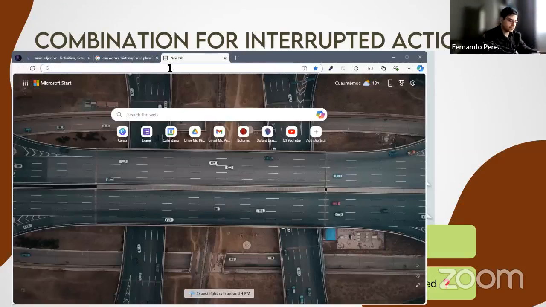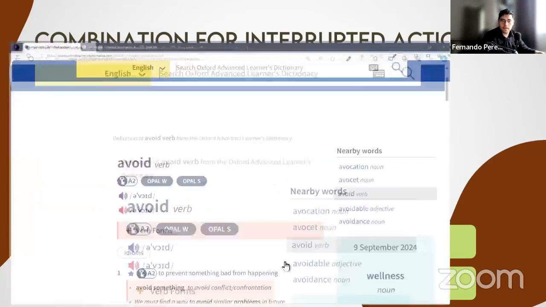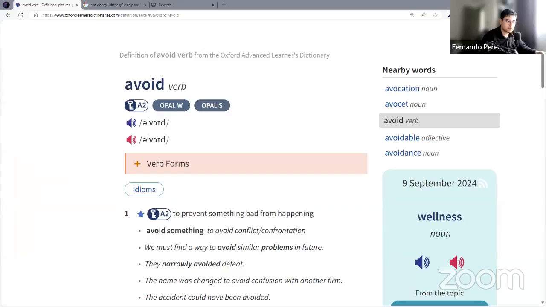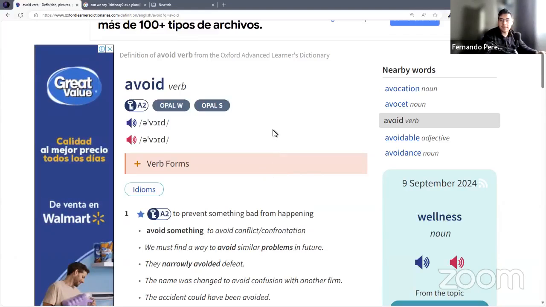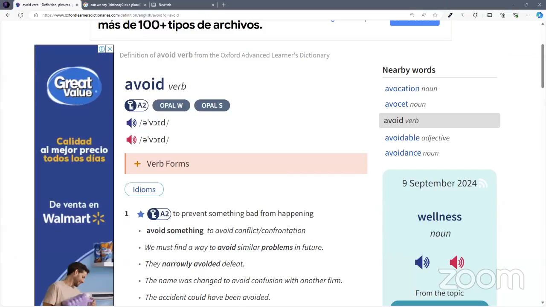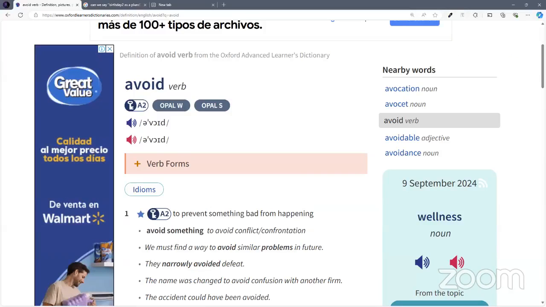All right. Avoid. Please read the definition and the examples. Milton, let's begin with you, brother. Yes, examples of avoid. No, examples no. The definition and the examples. Okay, okay.